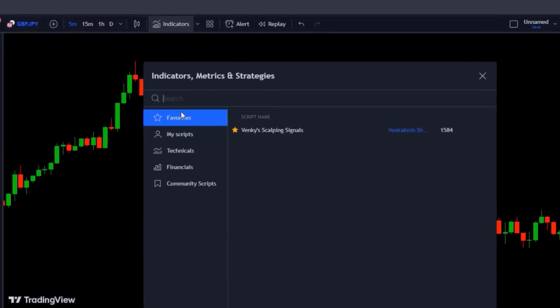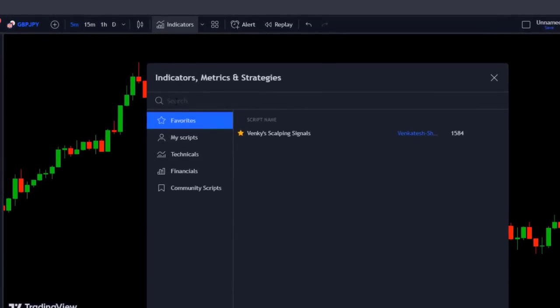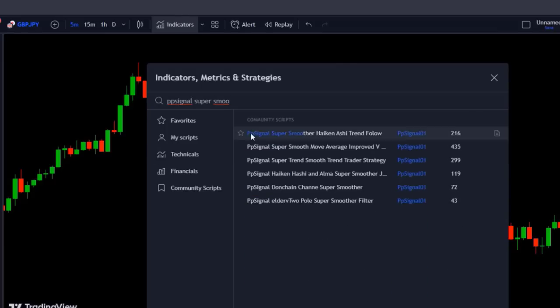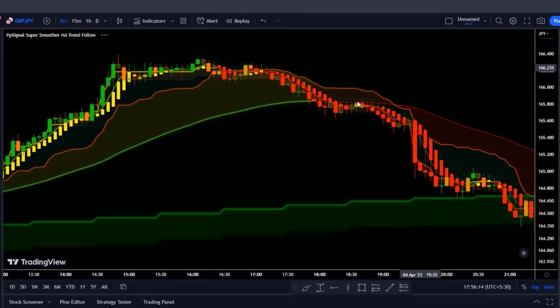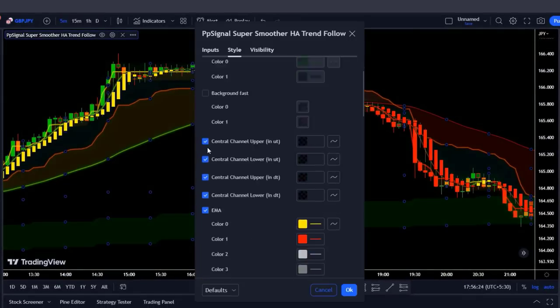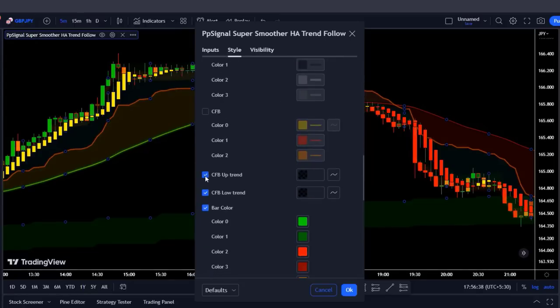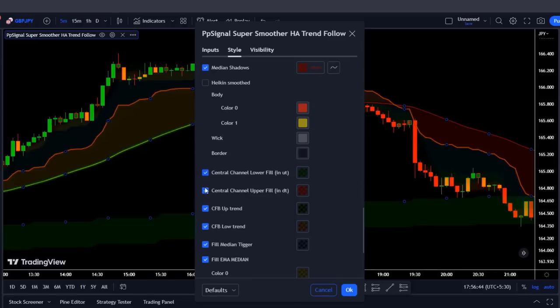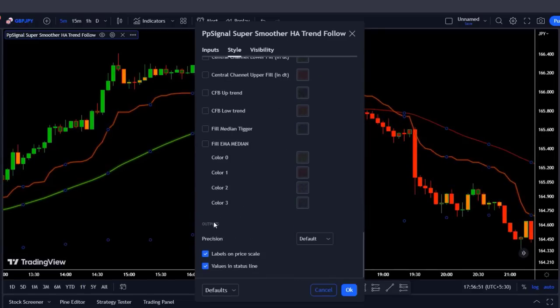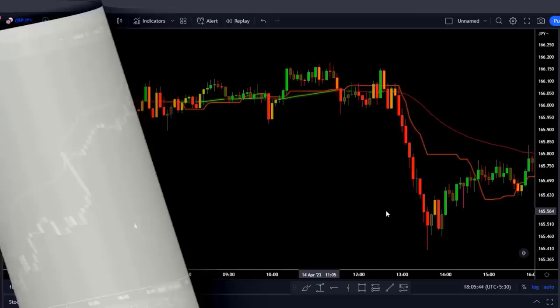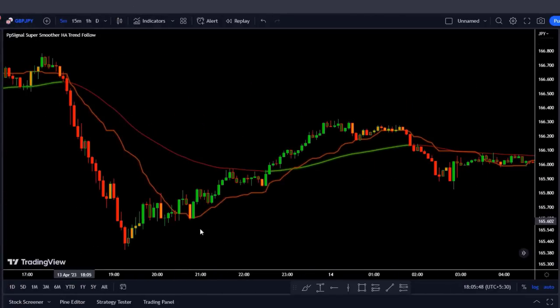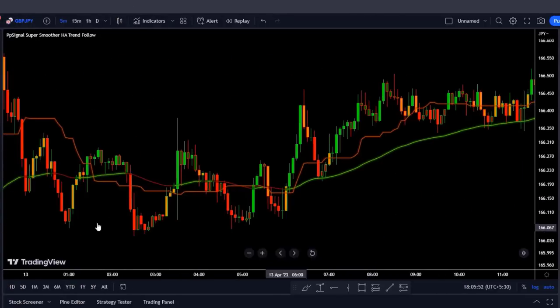Now it's time to add indicators to our chart. Go to the indicators menu and search PP signal Super Smoother Hikonishi. Now go to the indicator settings option and disable some options. Now our first setup is ready. As I already mentioned earlier in the video, we will use this indicator as dynamic support and resistance zones.